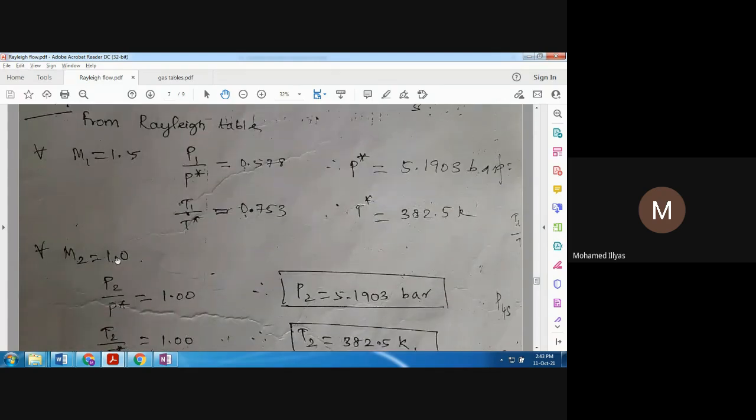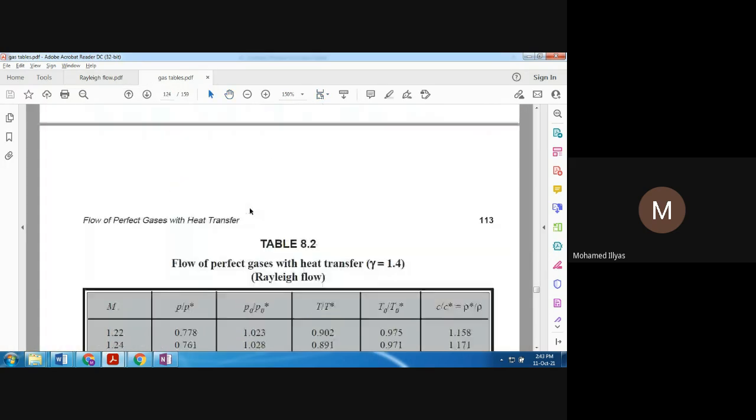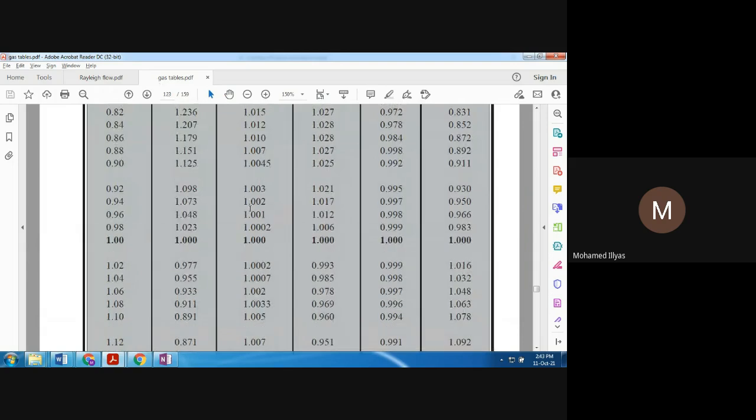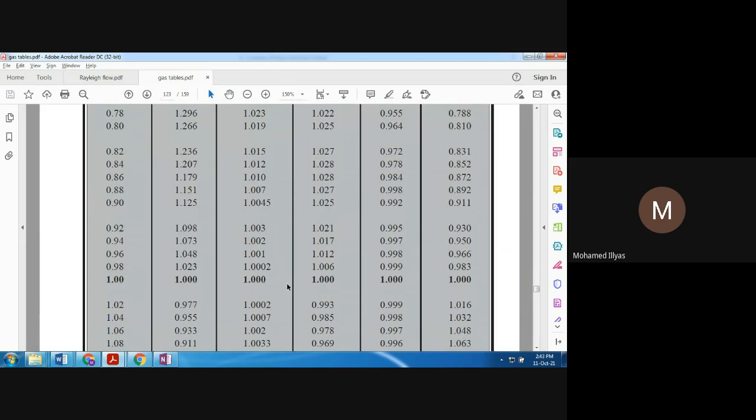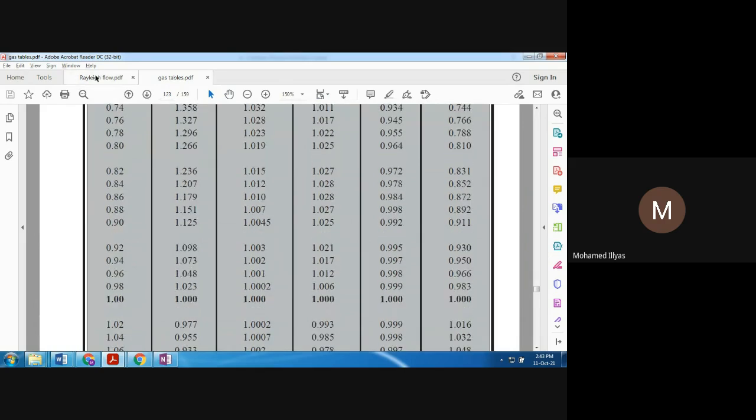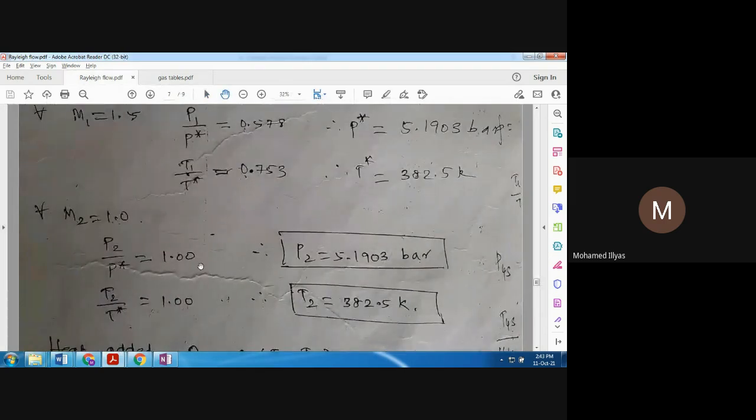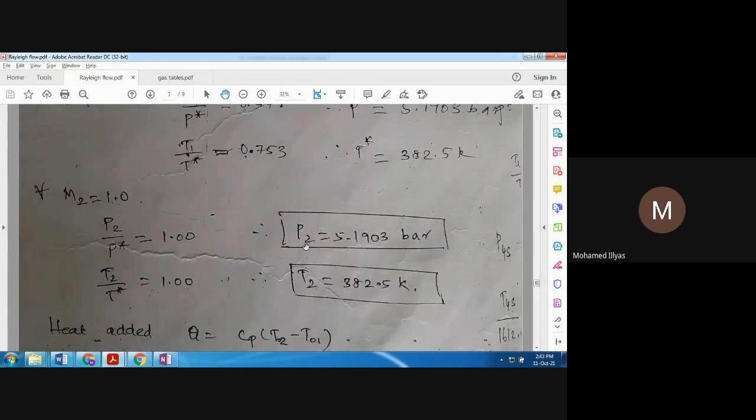In a similar manner, we refer to the Rayleigh flow table for M2 equal to 1 to get the pressure and temperature ratios. Obviously it is a limiting state, so it will be 1 only. P2 by P star is 1 and T2 by T star is 1. Since P star and T star are known, P2 equals P star into 1, which is 5.1903 bar, and T2 equals T star into 1, which is 382.5 Kelvin.